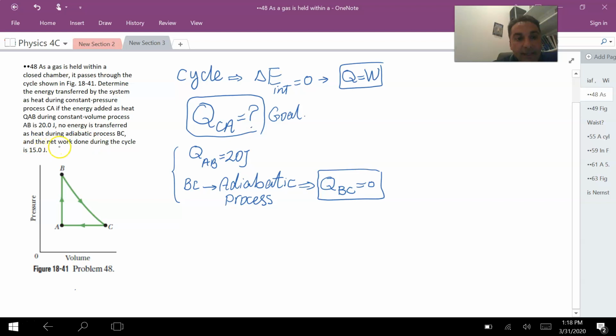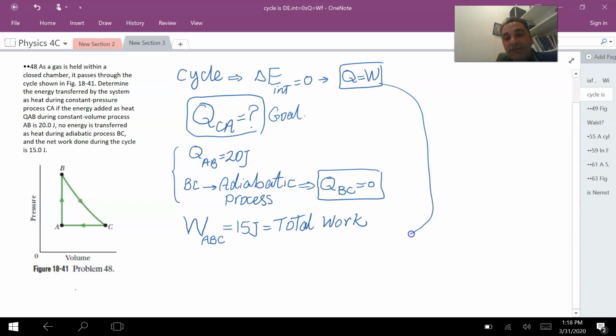And the net work done during the cycle, so total work during the cycle from ABC, total work during the cycle is 15. So this is total work. Okay. Find what? QCA. It's all here. Watch it.